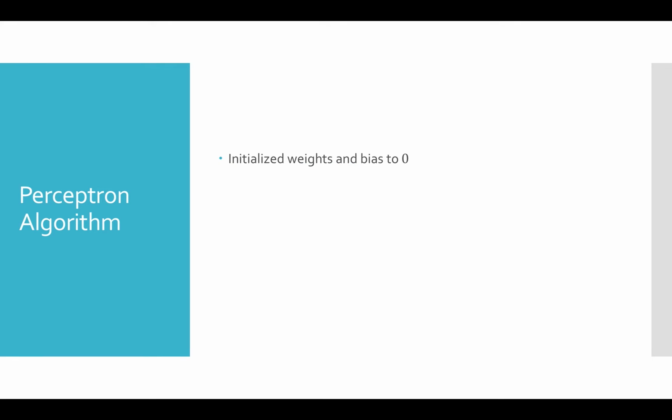Again, we initialize the weights and bias to 0. For some number of epochs or until convergence, we do the following steps. Epoch is a special term that's used in this kind of training situation, and it means one entire run through of the data set. So one epoch is equivalent to seeing every training sample once. 2 epochs mean I've seen every training sample twice. Until convergence means you're no longer updating. You no longer have to do any updates.